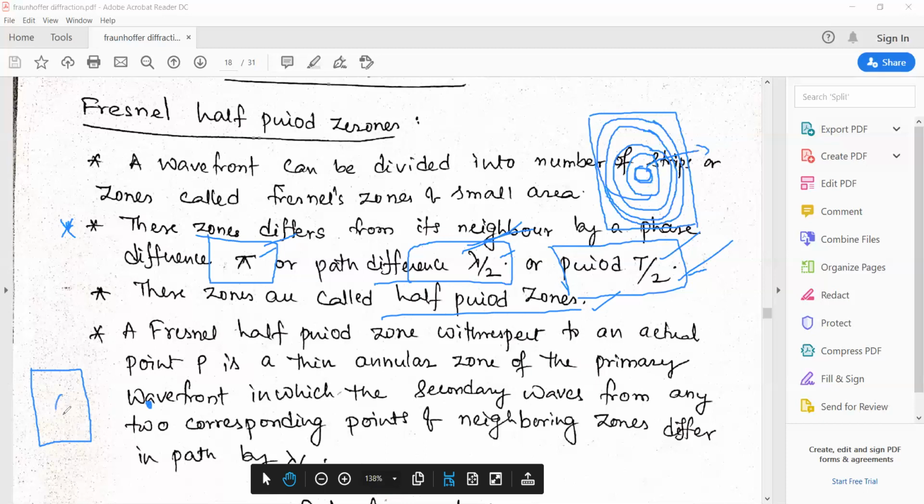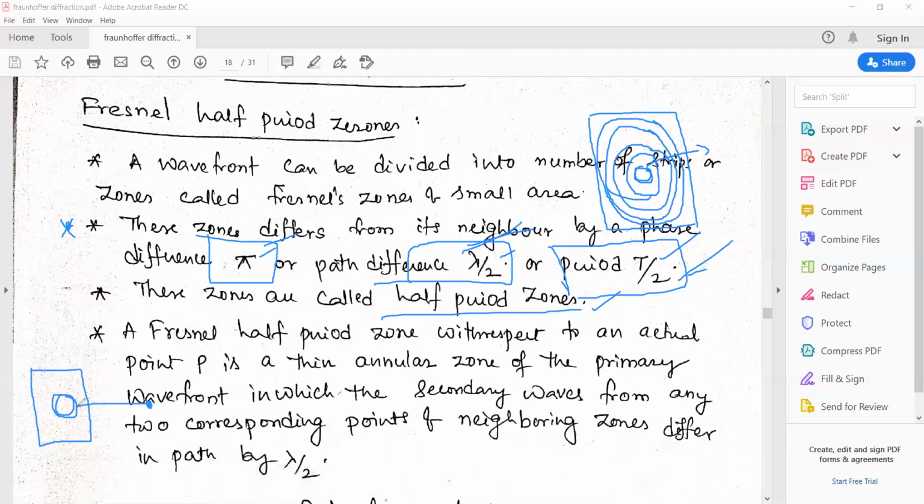So this zone is a thin annular zone with respect to point P. The Fresnel half-period zone is an annular zone. Annular means a circular zone of the primary wave. This is the primary wavefront, and on that there is a circular zone from which you will get secondary waves. From this zone, any wave that comes is a secondary wave.